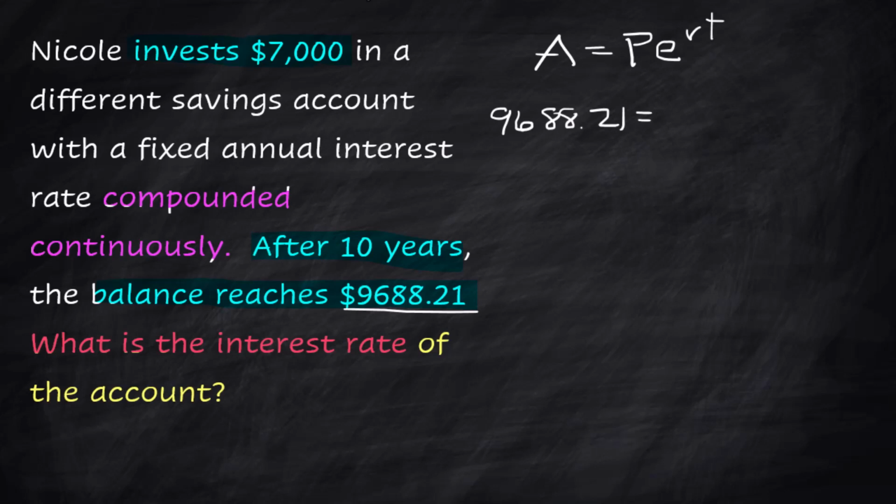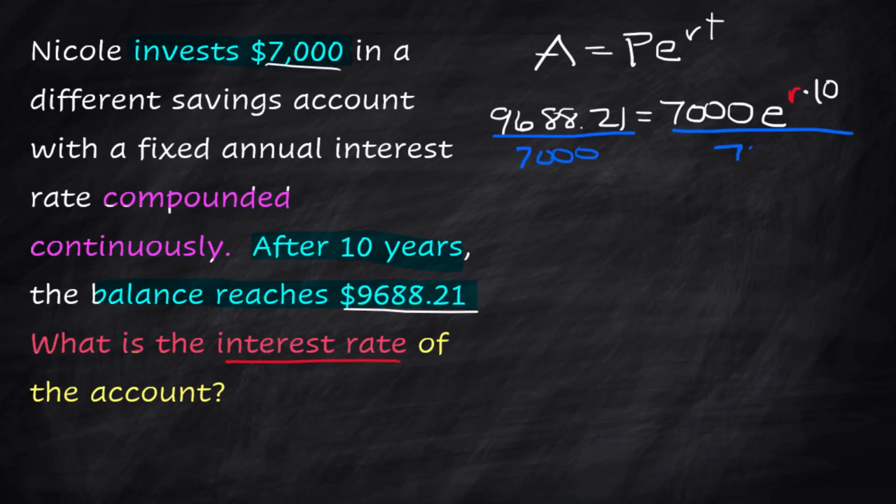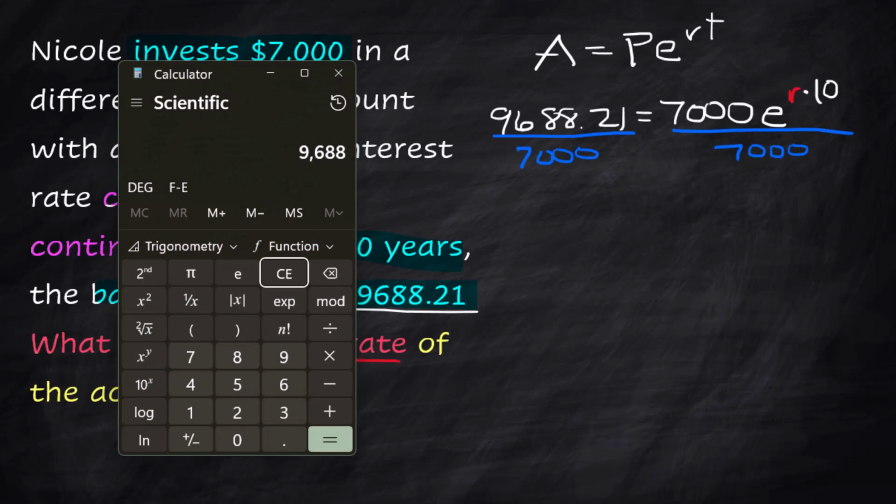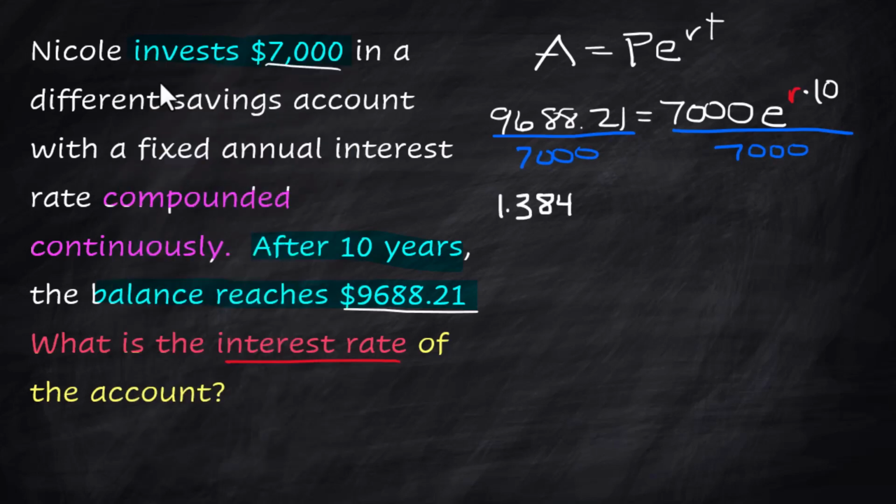All right, 9,688.21 equals 7,000 times e raised to the r times 10, because we don't know the rate and we do know that it's going to sit there for 10 years. Start by isolating e, because e has the variable in the exponent. Divide both sides by 7,000. 1.38403 equals e to the 10r.